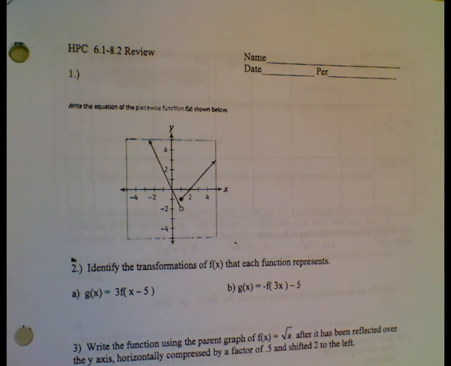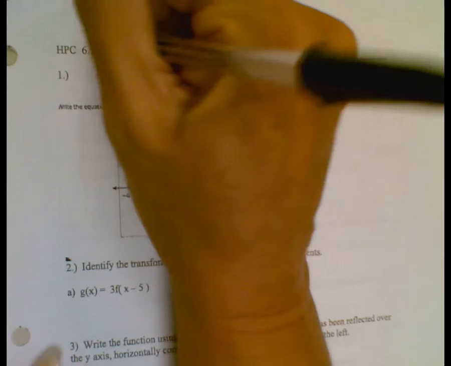Okay, here's the review for your quiz tomorrow. It covers sections 6 through 8 in Unit 1. Unit 1, sections 6 through 8. Oh, that just made that blurry.